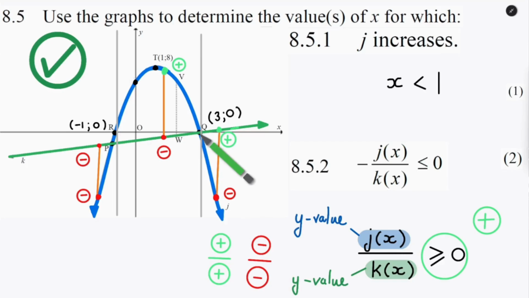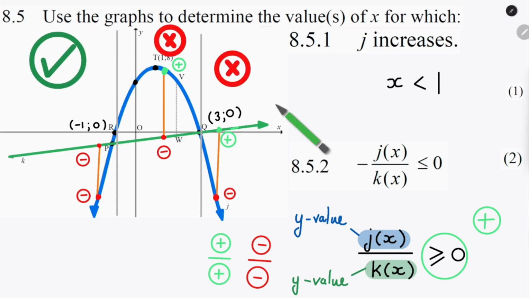And then if I cross this x-intercept, I've got a positive y value over there because it's above the x-axis. And I've got a negative y value there for the blue graph. So I'm going to get a positive divided by a negative or the other way around. So that won't work. So the only place it's working is over there. And we simply just write that like this. x is smaller than -1.